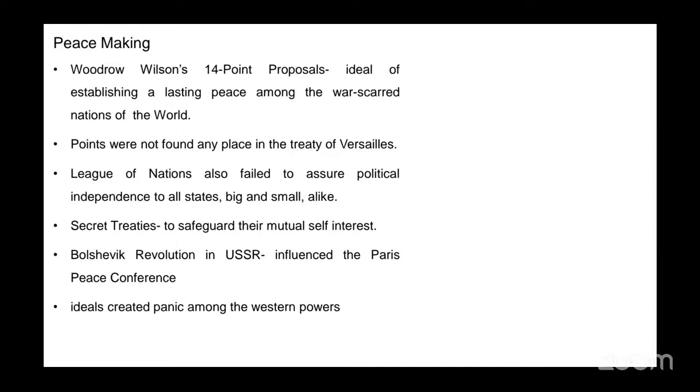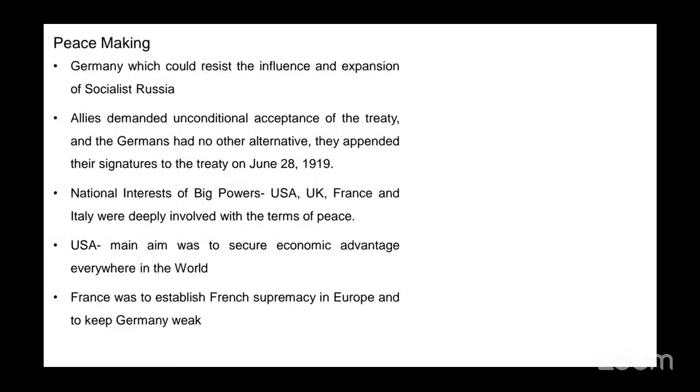So that's why all these pacts were made, basically by three main important countries, who came up with this and made a pact. Basically, it's USA, England, and France. Next one is Germany, which also resisted the influence and expansion of socialist Russia, but in spite of that, the Allies demanded unconditional acceptance of the treaty, and Germany had no alternative but to sign the Treaty of Versailles on June 28th, 1919.